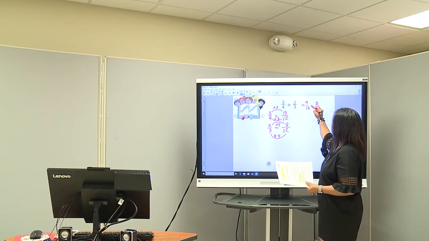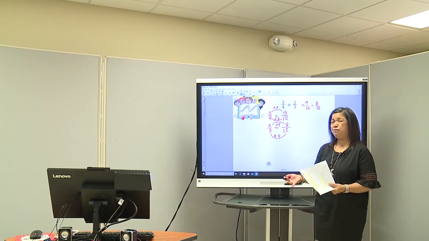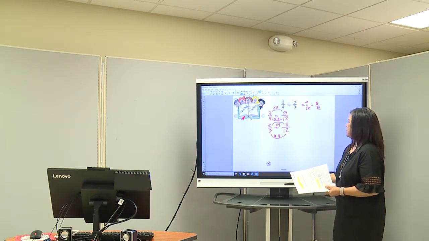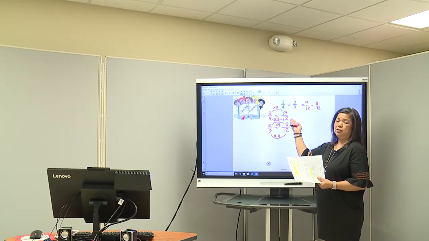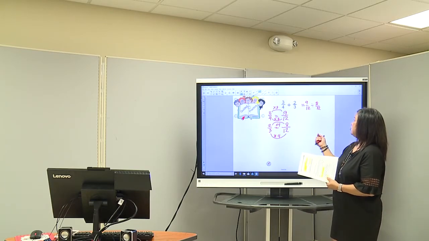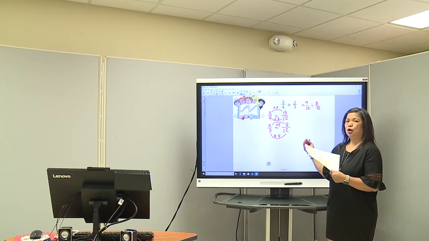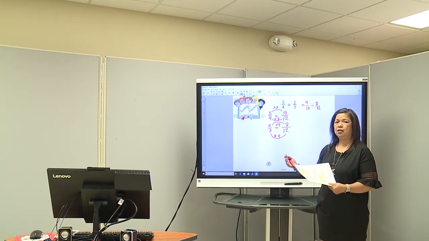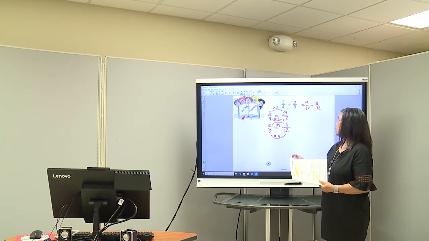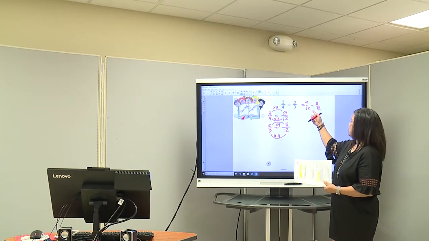Now look closely. I renamed my fractions. Instead of saying 3/4 divided by 2/3, now I'm saying 9/12 divided by 8/12. They are the same. They are equivalent fractions. They are the same value. Okay? So this is now my division expression that I need to solve.